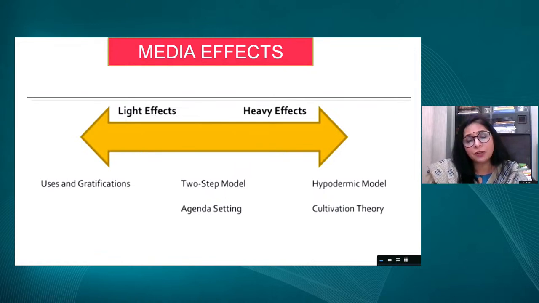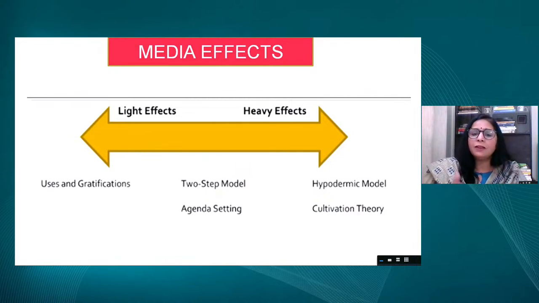Then there is the cultivation theory. The cultivation theory says that people think about the world in the way it is being projected in media. So for example, if children are watching a lot of violent programs, then they tend to think that the world is a violent place. And there are a number of researches which have been done in this particular direction. So this shows that there's a heavy impact of media messages not only on children, but on adults as well.